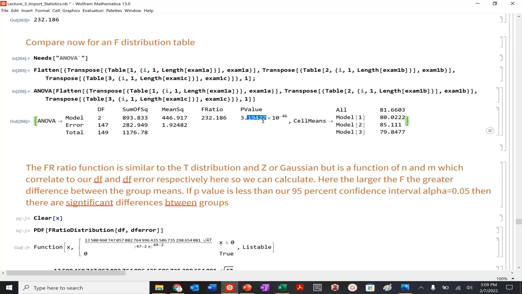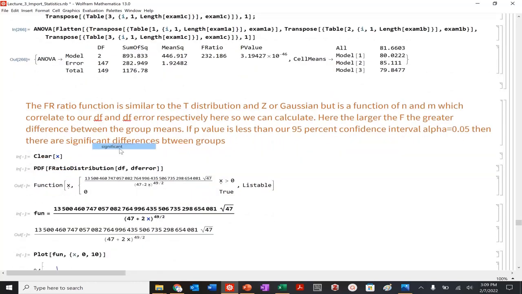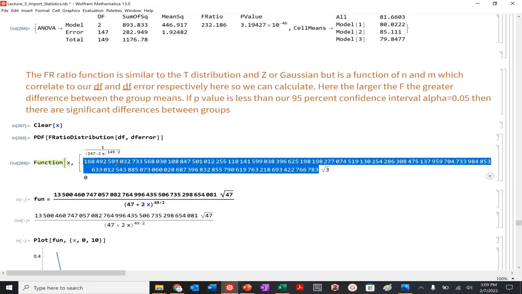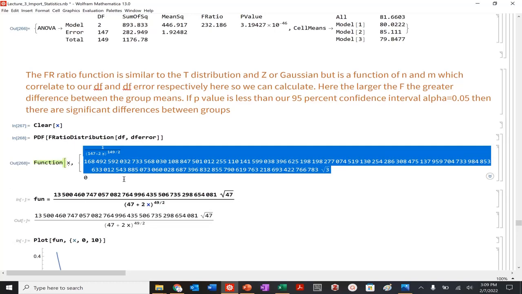Additionally, this P value, if it's less than our confidence interval, usually 95%, or less than alpha of 0.05, then there are significant differences between our groups. So we can actually calculate that and look at this ratio here. We can kind of provide this function here.